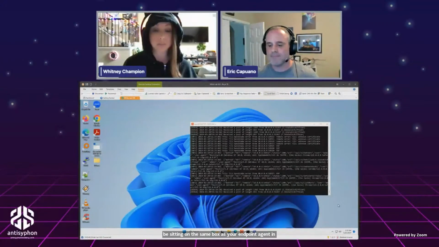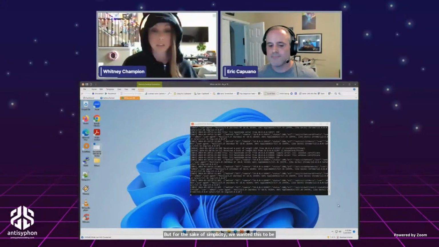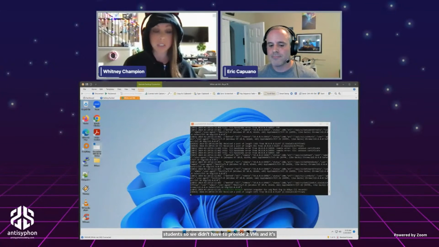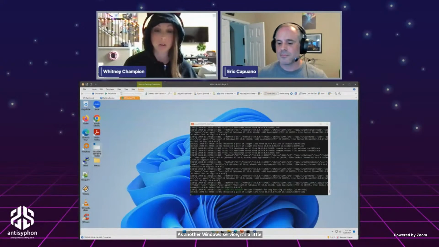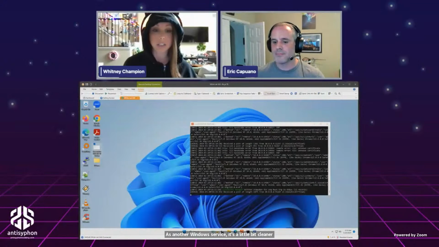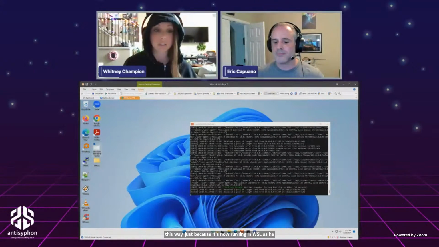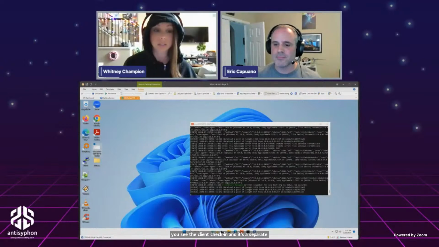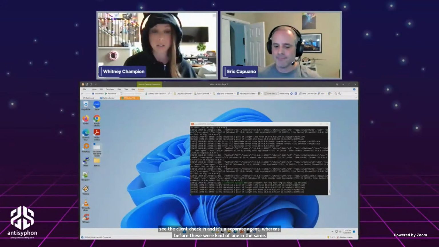But for the sake of simplicity, we wanted this to be running as close as possible to the VM that we're giving the students. So we didn't have to provide two VMs, and it's also not running as another Windows service. It's a little bit cleaner this way because it's now running in WSL. And so you're able to see the server and then you see the client check in and it's a separate agent, whereas before these were kind of one and the same. So it made things a little less straightforward, and we didn't want it running as the agent on the same box that had the malware on it. So it has a little bit of separation there.